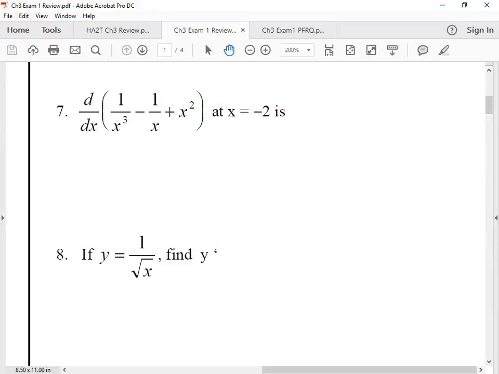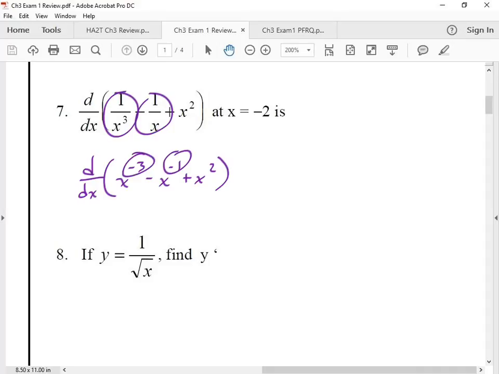For 7, this is actually off of an AP exam. You're taking the derivative with respect to x of x to the negative 3 minus x to the negative 1 plus x to the 2. That's the same. So I make the negative exponents so I don't have fractions anymore, so I don't have to do a quotient rule a bunch of times. And then I plug in a negative 2 and I'm done.